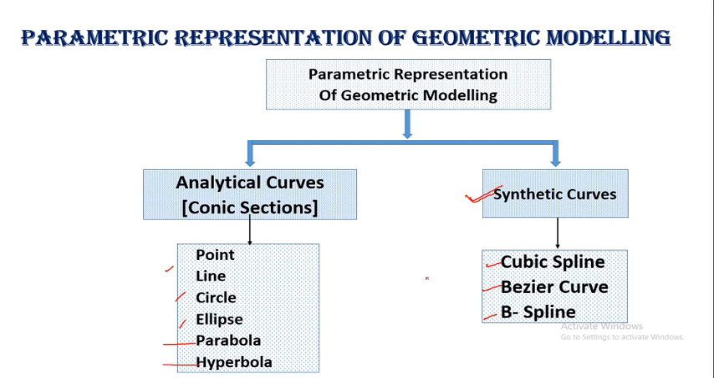Cubic spline curve is also known as the Hermite curve. Another name of the cubic spline curve is the Hermite curve. So today we'll see what is the Hermite curve and how to calculate the pixels or the points on the Hermite curve. Okay, we are proceeding with the Hermite curve.